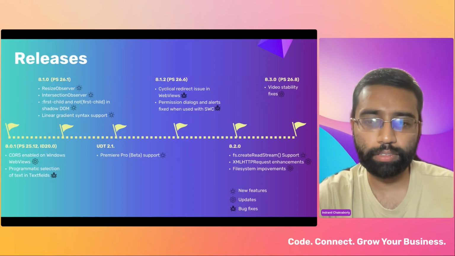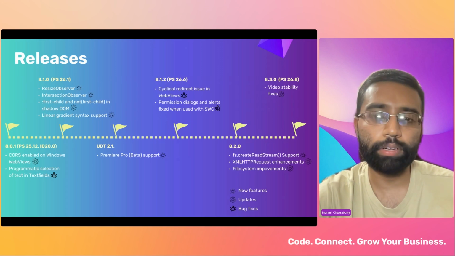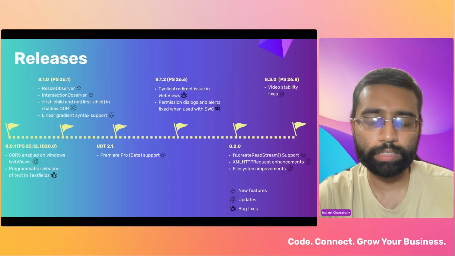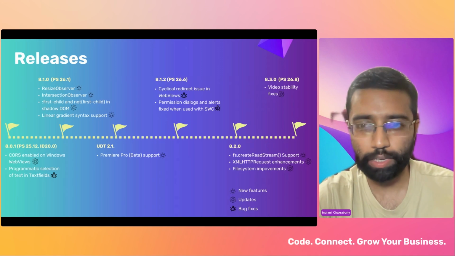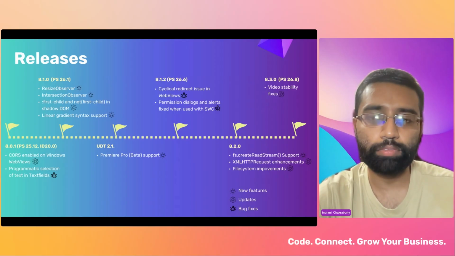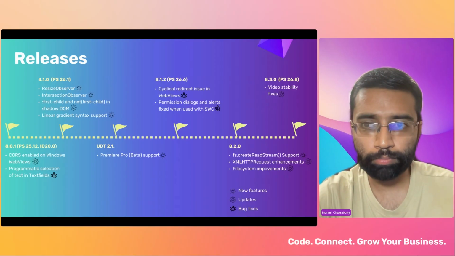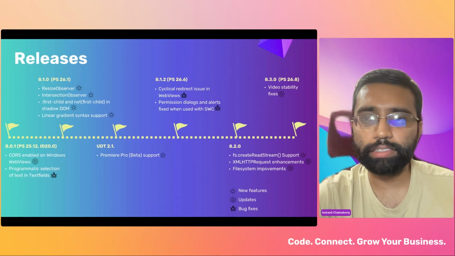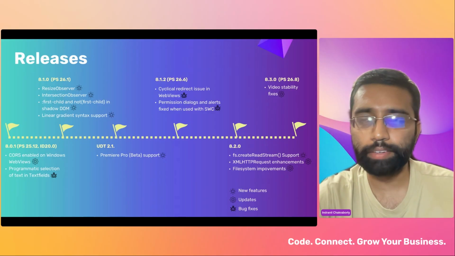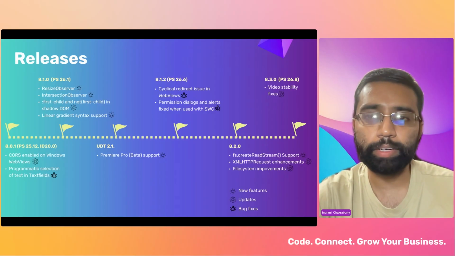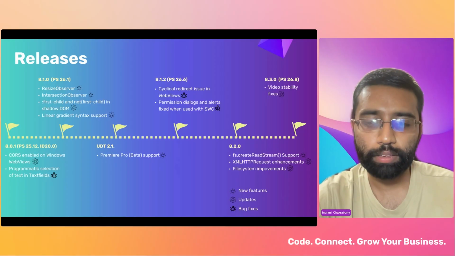We had a lot of XML HTTP request enhancements where we added a few enums and a few APIs. And then, of course, we had a lot of file system improvements, especially with regard to special characters like pounds. So those are handled way better with UXP 8.2. And then the latest release was UXP 8.3, where we had a few stability fixes for using video widgets in UXP. And that is available with Photoshop 26.8.